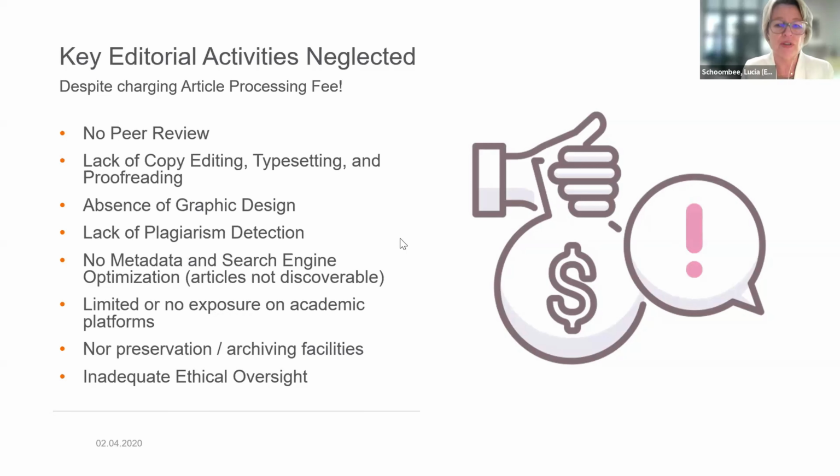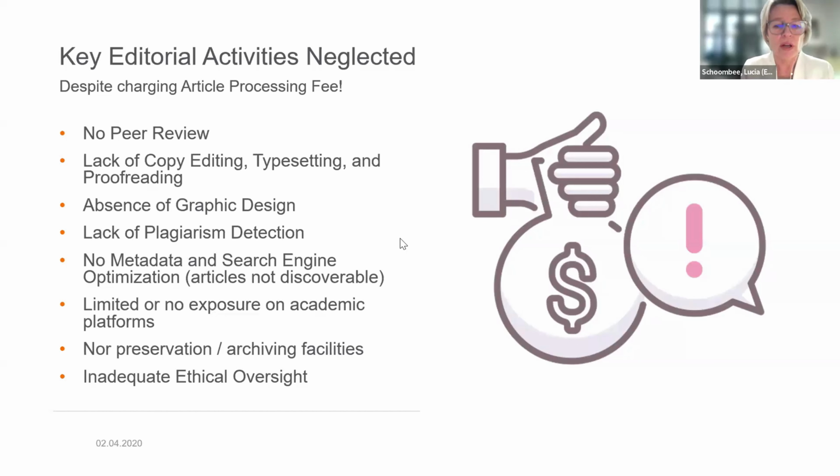So they don't check for plagiarism. They don't check those ethical activities within research that are very important. So they don't check that it is really original. The metadata and the search engine optimization is also lacking. So the articles are often not optimized for discoverability, and it also then limits the reach of your article in the academic world and also in general. So the articles are not really discoverable. So when you're paying article processing charges, these are the things that you're actually paying for.